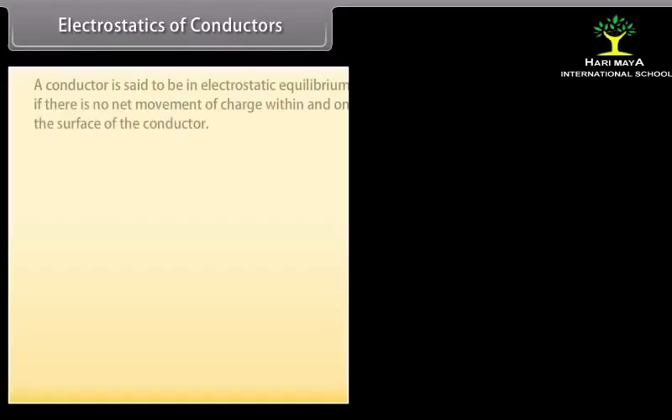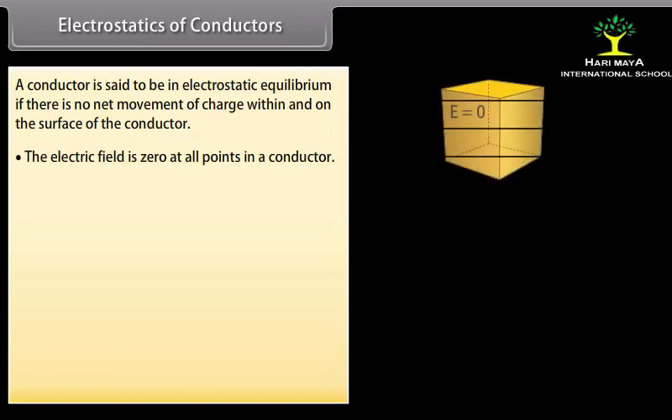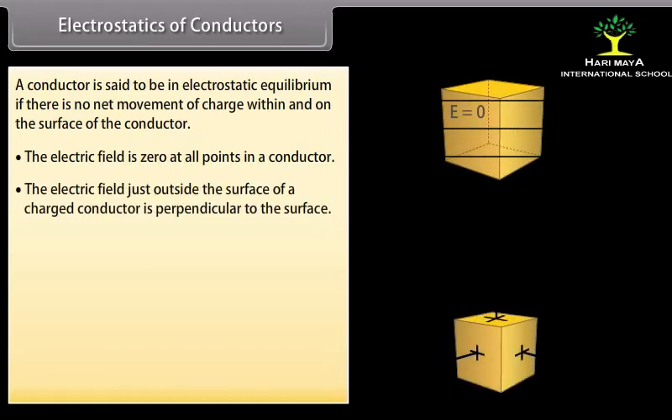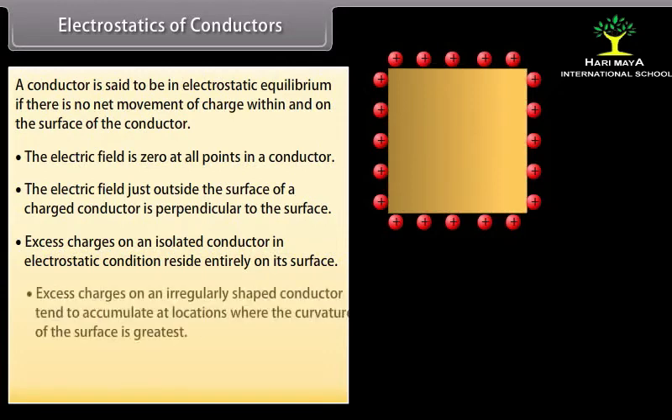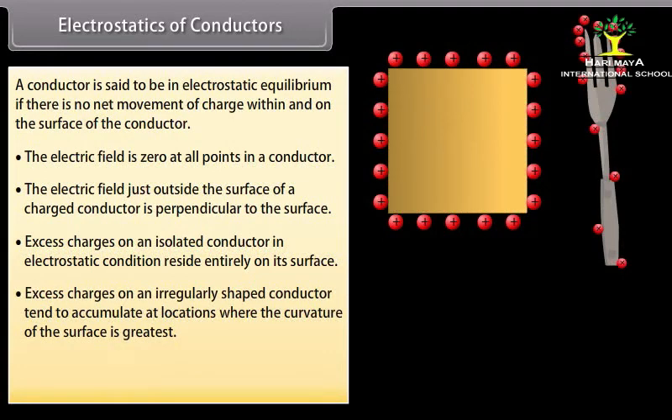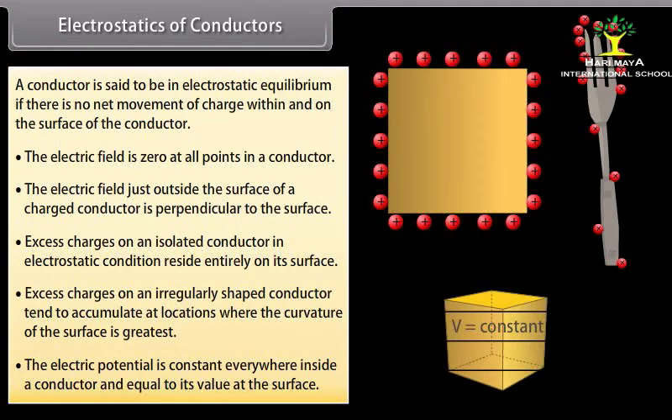Electrostatics of conductors. A conductor is said to be in electrostatic equilibrium if there is no net movement of charge within and on the surface of the conductor. The electric field is zero at all points in a conductor. The electric field just outside the surface of a charged conductor is perpendicular to the surface. Excess charges on an isolated conductor in an electrostatic condition reside entirely on its surface. Excess charges on an irregularly shaped conductor tend to accumulate at locations where the curvature of the surface is greatest. The electric potential is constant everywhere inside a conductor and equal to its value at the surface.